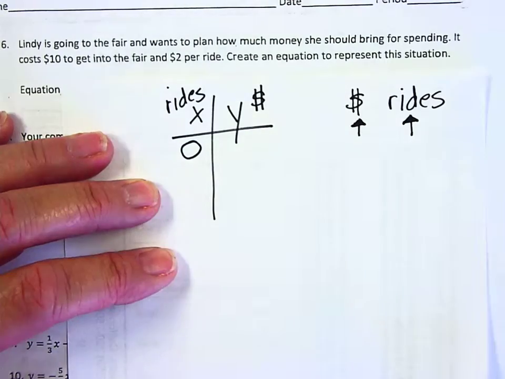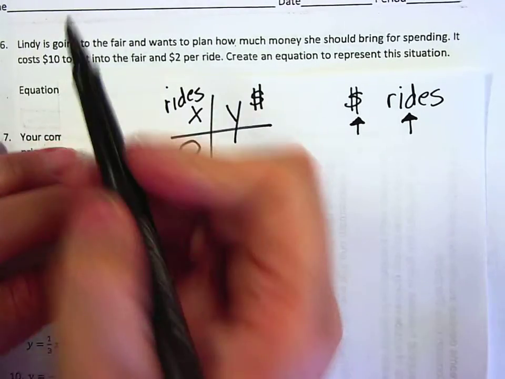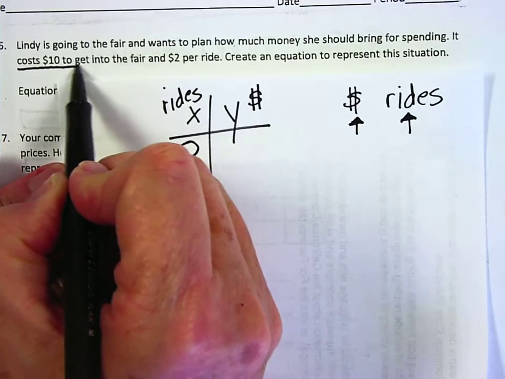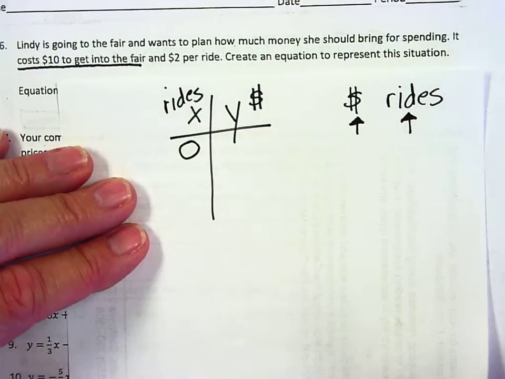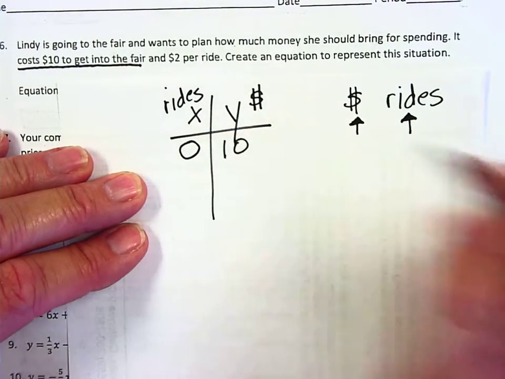Does she have to pay anything? It costs $10 to get into the fair. So I could walk into the fair and not even go on a ride at all, and I would still have to pay $10.